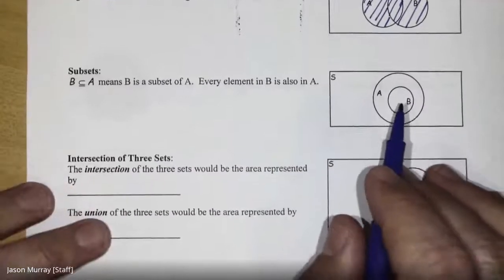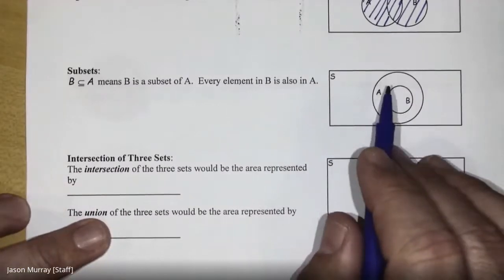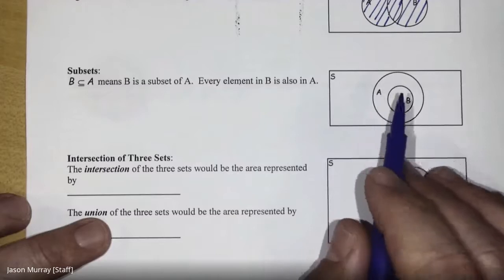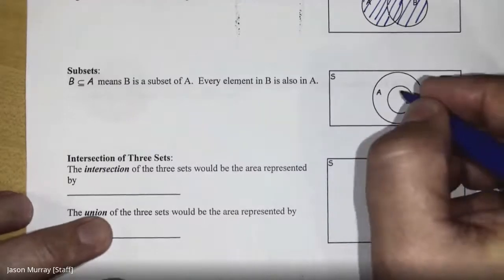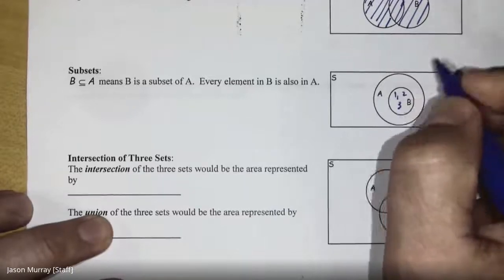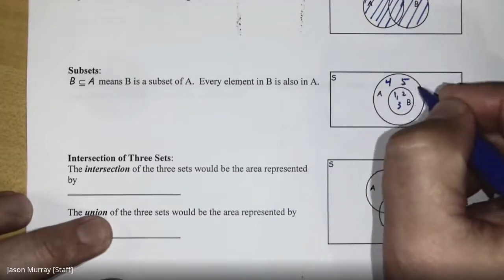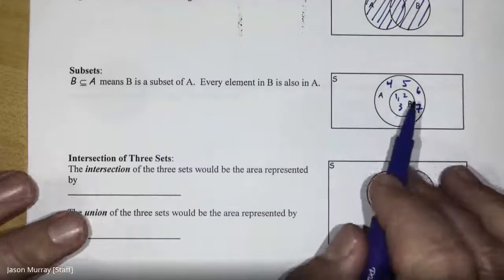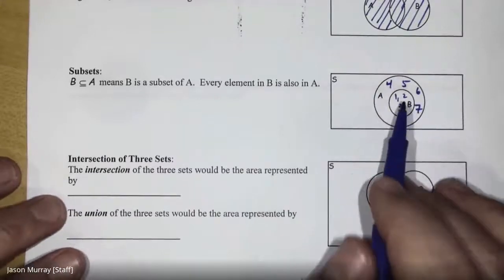Here's what a subset looks like. A subset with 2 sets means B is included in A, but A may have more things than B. So maybe B has the numbers 1, 2, and 3. That's also in A, but A has 4, 5, 6, and 7 as well. So B is a subset of A, okay?